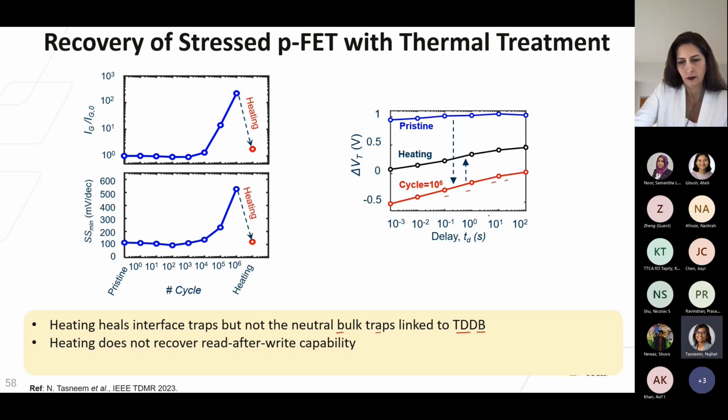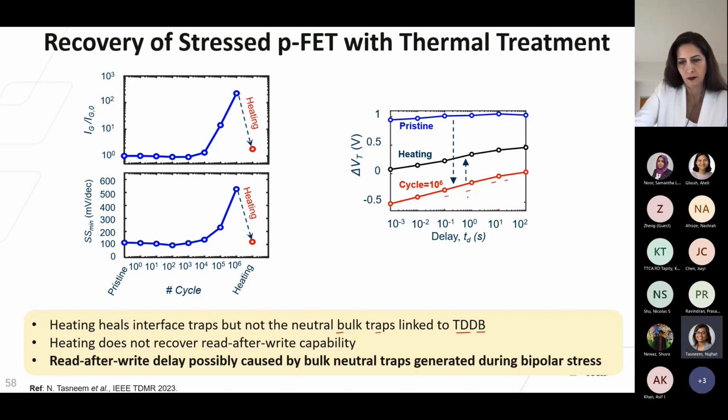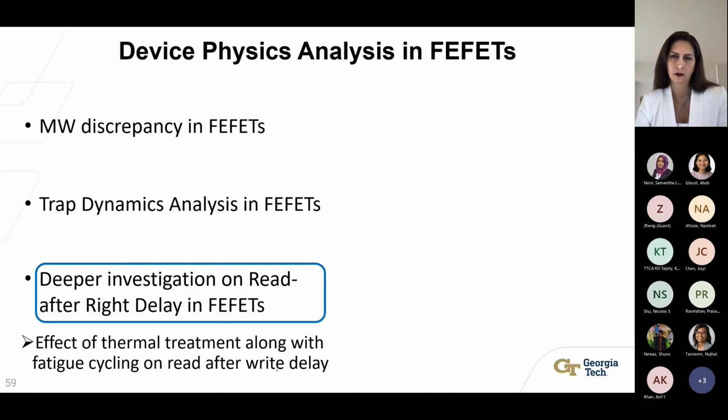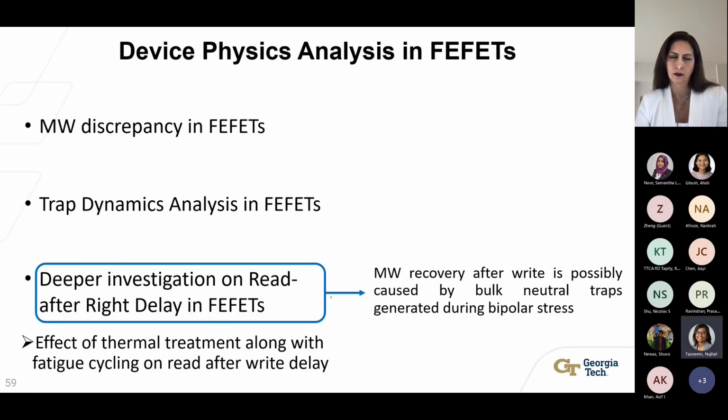So these results strongly suggest that the stress-induced read after write delay in pFET is possibly caused by the bulk neutral traps that are generated during bipolar stress and that lead to breakdown. So these results were published in IEEE TDMR in 2023. So our deeper investigation on read after write delay showed us that this delay in p-type FeFET is possibly caused by bulk neutral traps generated during bipolar stress and linked to breakdown.